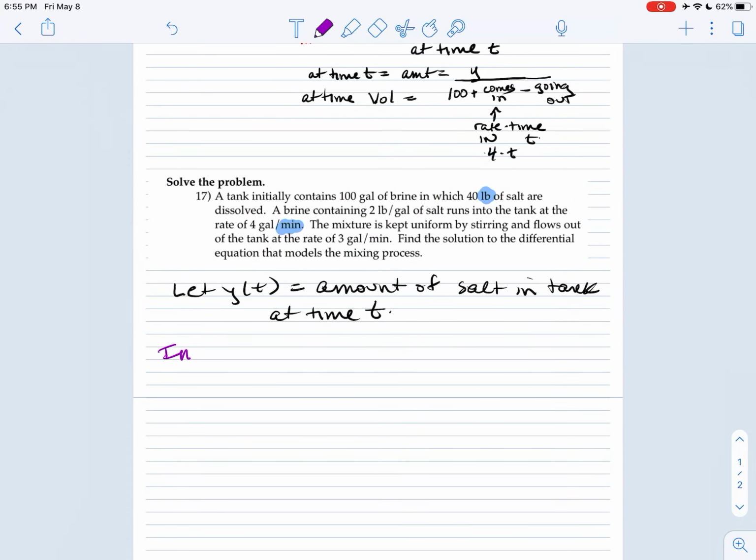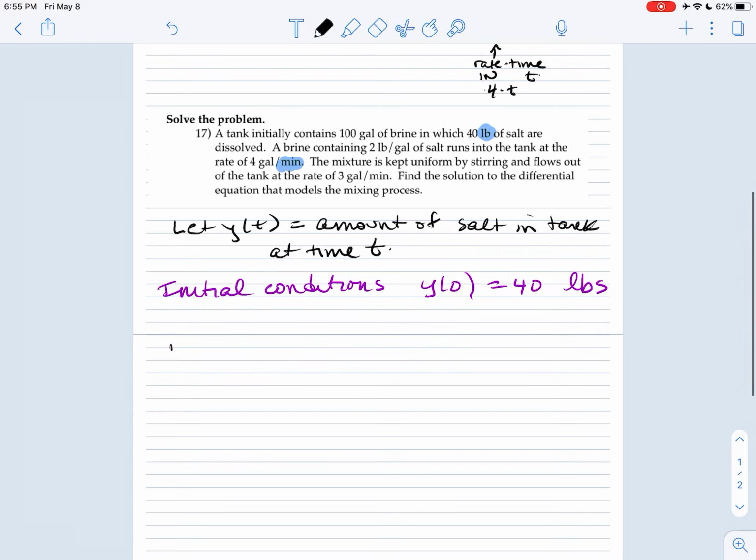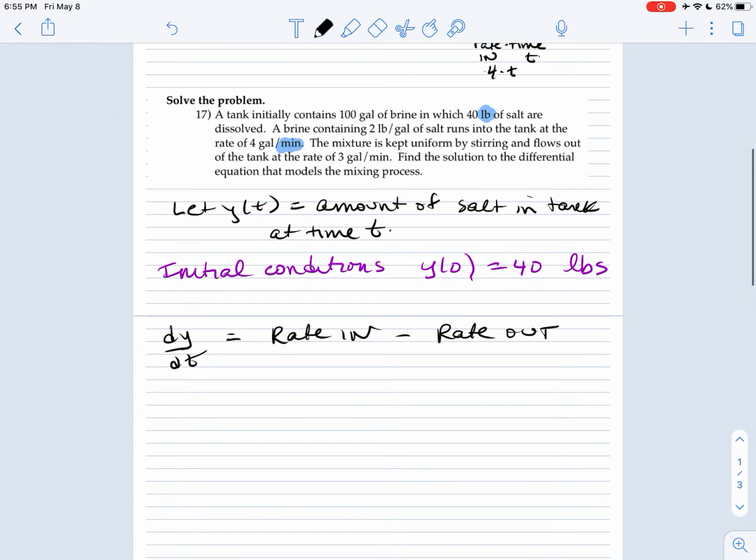So that tells me that my initial condition is going to be, at time t equal to 0, y of 0 is going to equal 40 pounds. And that's where you can use that value from your problem. Next, we set up our model, and we know that dy/dt is going to be rate in minus your rate out. And my rate in is going to be my concentration in times my rate in, minus my concentration out times my rate out.